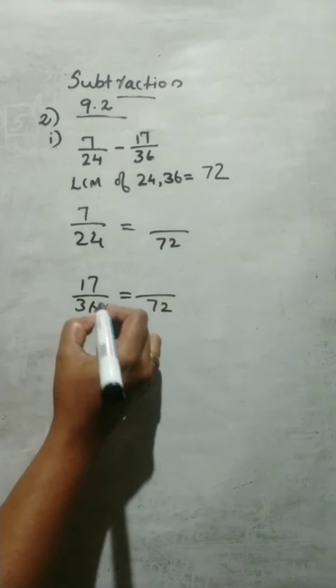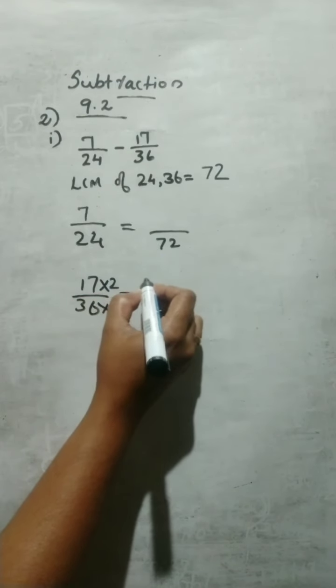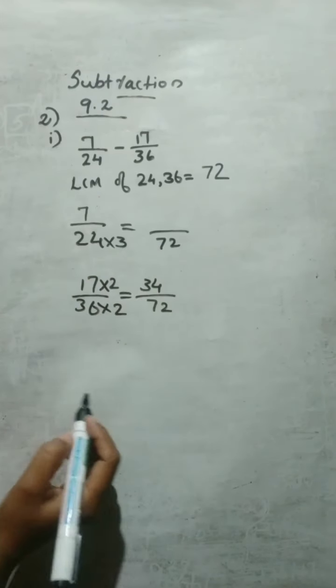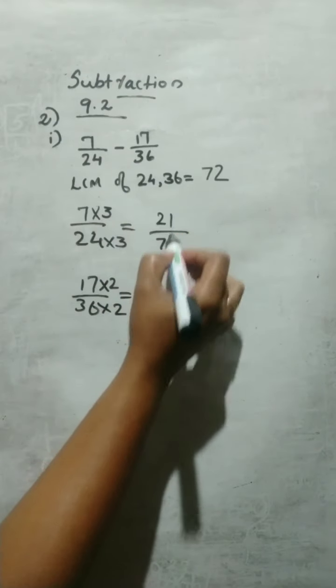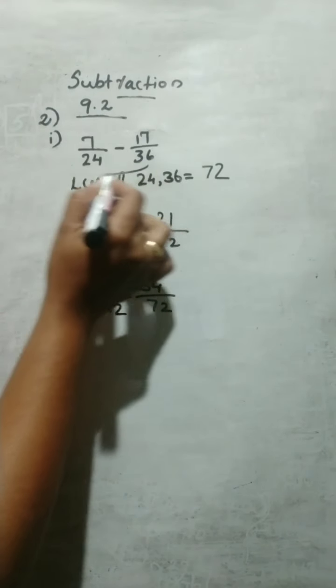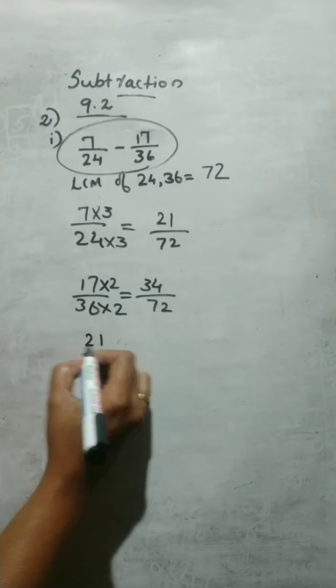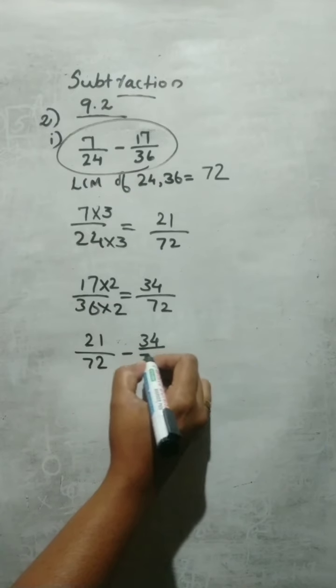36 times 2 is equal to 72, so 17 times 2 is 34. Here also 24 times 3 is equal to 72, so 7 times 3 is equal to 21. Then for this subtraction we can take these two. Now the denominators are the same, 72. 21 minus 34.